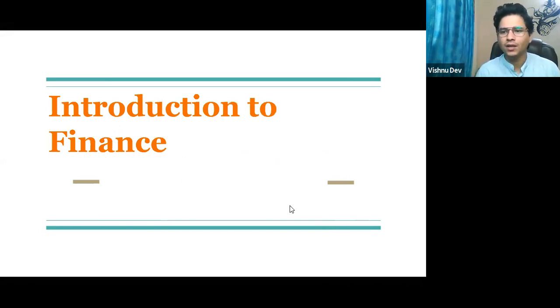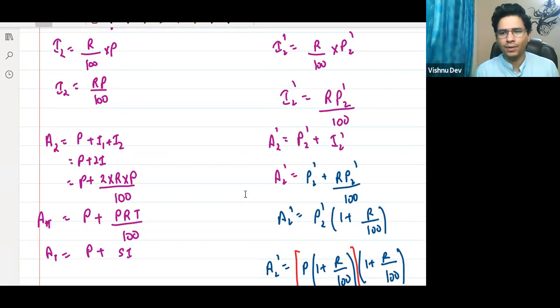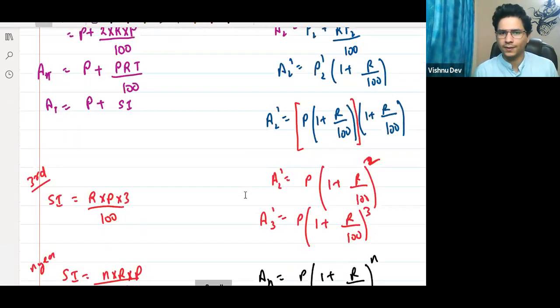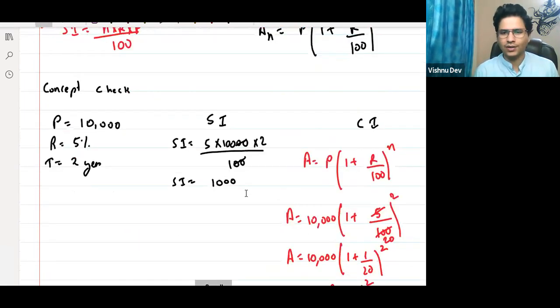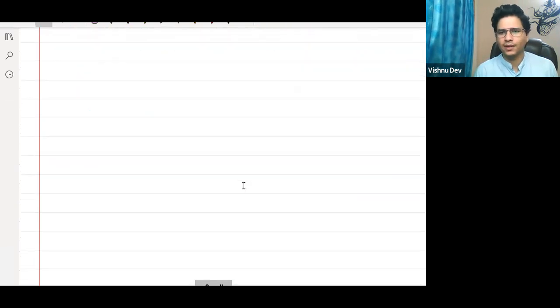I hope all of you remember what we have studied in the last class. We studied simple interest and compound interest. I guess all of you are aware of compound interest and simple interest, right? Before starting today's class, I'll just write a very basic formula.